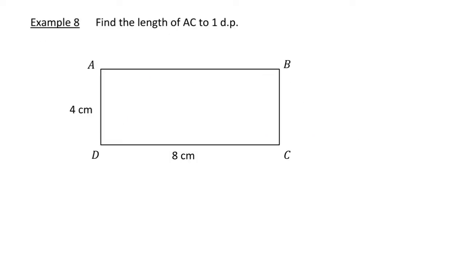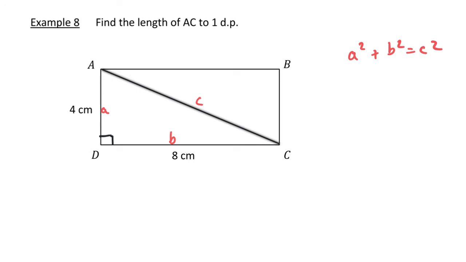So example 8, find the length of AC to 1 decimal place. So what we have is that AC is the diagonal, obviously from A to C. And we can see that that forms a right angle triangle ADC. So we've got the 2 sides and the hypotenuse. The diagonal is the hypotenuse, so we're going to label it C, and we'll label the other 2 sides A and B. So whenever we're solving Pythagoras' theorem, we always start off with a squared plus b squared equals c squared. And then we fill in our information.